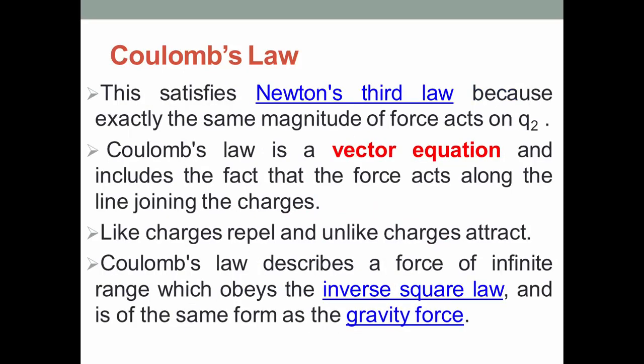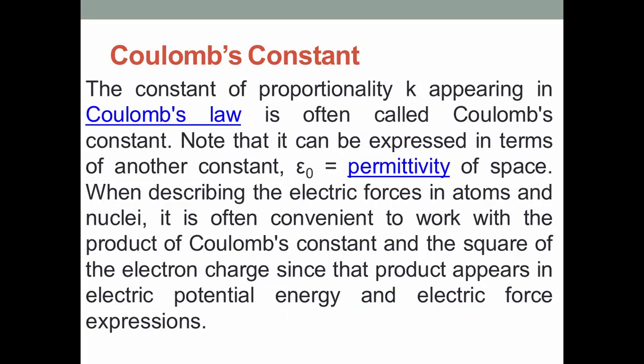Coulomb's law satisfies Newton's third law because exactly the same magnitude of force acts on Q2. Coulomb's law is a vector equation and includes the fact that the force acts along the line joining the charges. Like charges repel and unlike charges attract each other. Coulomb's law describes a force of infinite range which obeys the inverse square law and is of the same form as the gravity force. The constant of proportionality k appearing in Coulomb's law is often called Coulomb's constant.